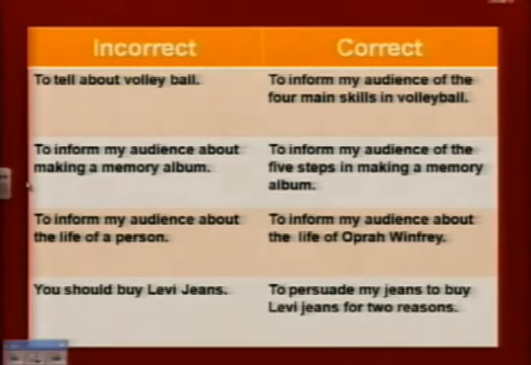Let's take a look at some examples. These are some examples of incorrectly written and then correctly written specific purpose statements. So the first one is to tell about volleyball. Well, that's missing all kinds of things, isn't it? It would be better to say to inform my audience of the 4 main skills in volleyball. It would be incorrect to say to inform my audience about the making of making a memory album. What am I missing in that one?